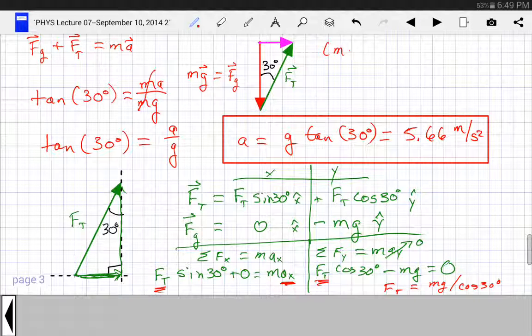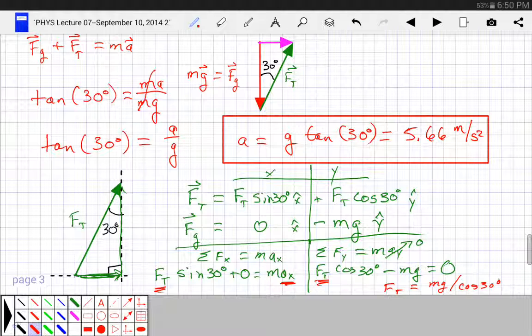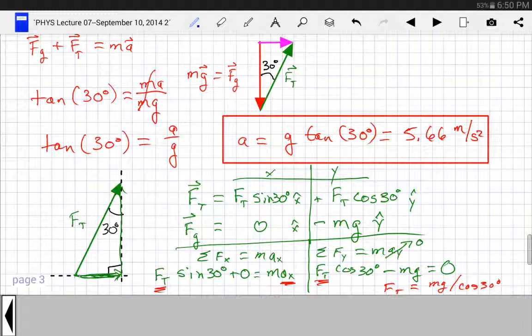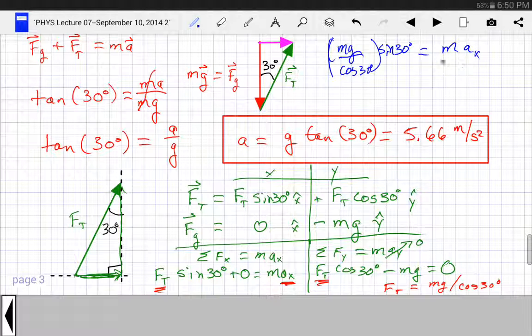but that color doesn't work there. Doesn't work because you're going to get confused with the other work. So in blue here, that's going to give me mg over cosine of 30 degrees. So there's my force of tension substitution. Then times sine of 30 degrees is equal to max. Divide both sides by m, and you end up with ax is equal to g. Remember, sine over cosine's tangent. Tangent of 30 degrees, which is the same equation that I had before.